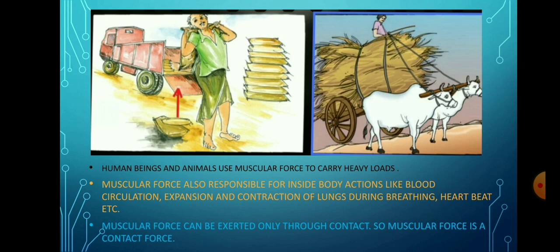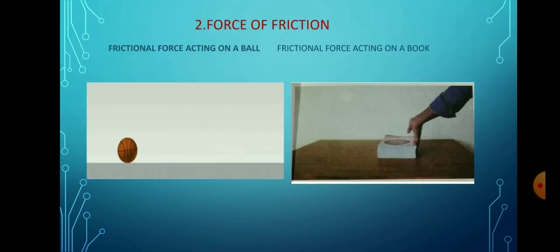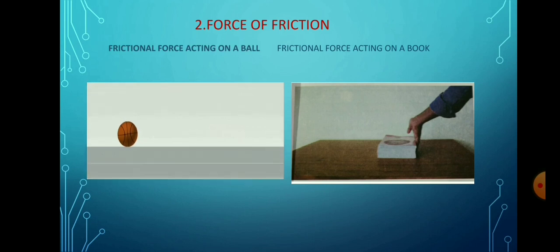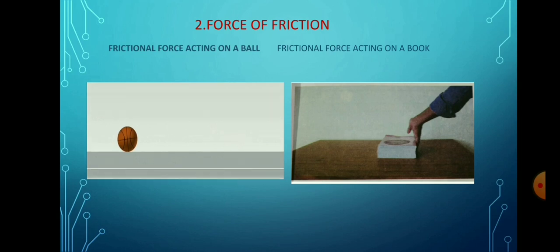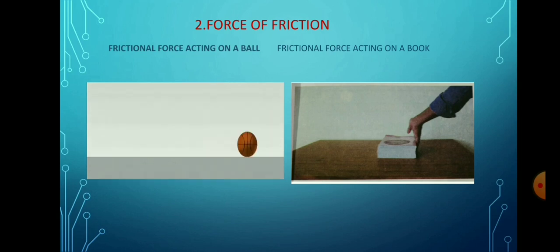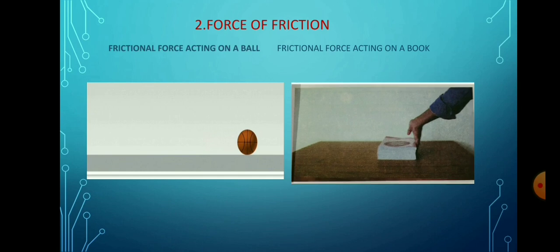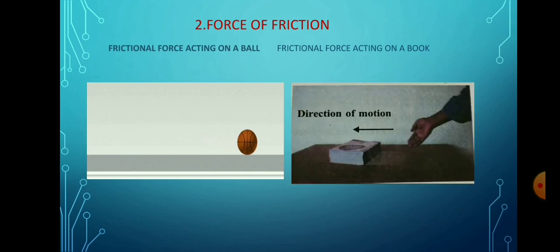Now, we are going to learn about friction. When you roll a ball on level ground, it moves along the ground. After some time, the ball gradually slows down and finally comes to rest, that means stops. When you push a book on a horizontal floor, the book acquires a certain speed in the direction of push. The speed of the book gradually decreases, and after some time it stops.